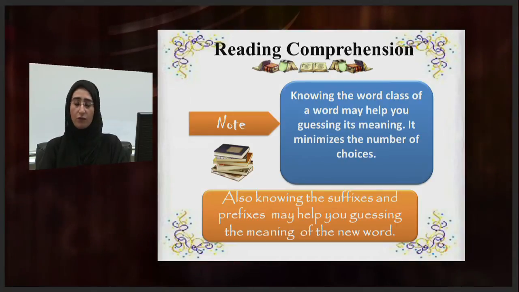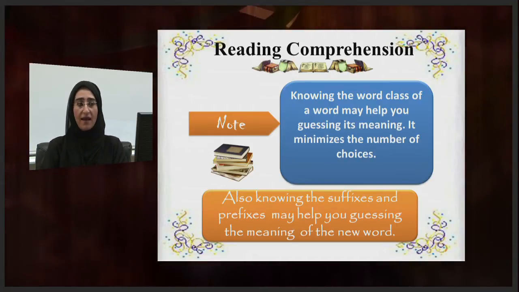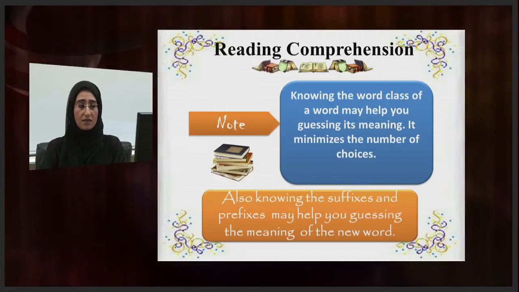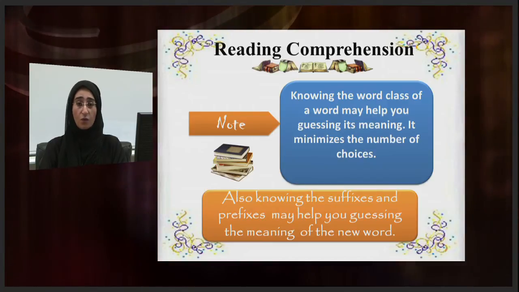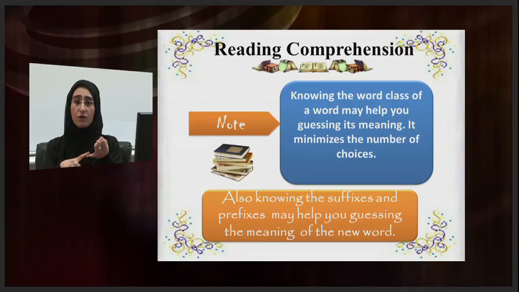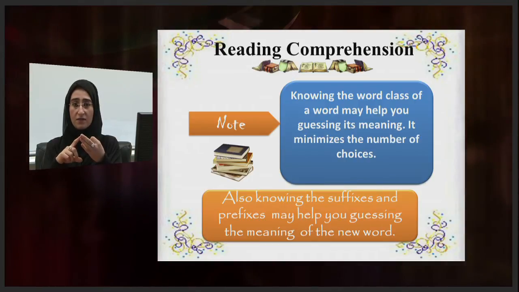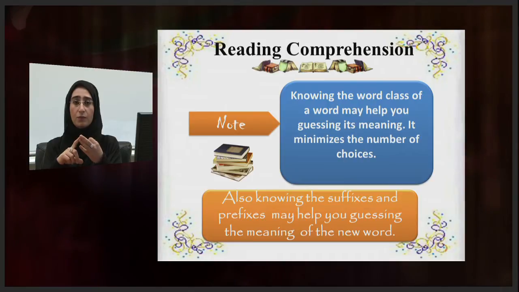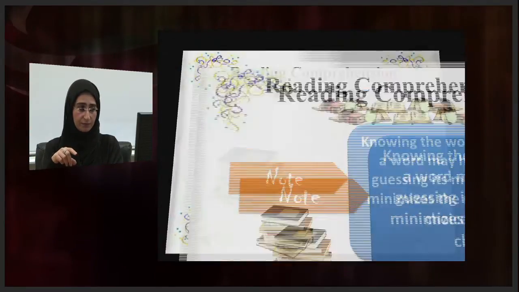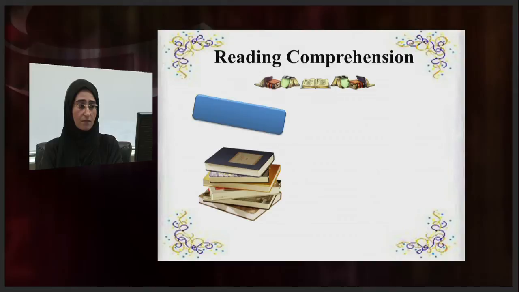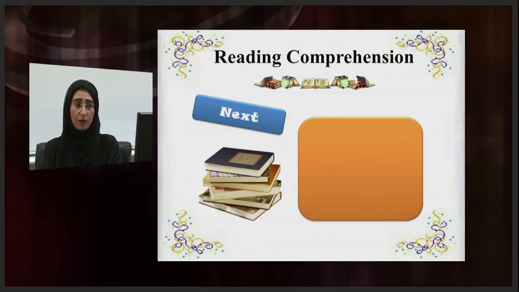Unhappy. So if you know the suffixes, the prefixes, and the word class, this will help you minimize the number of choices while you are answering. So we need to know first to go through context, then you have to know the word class of the word. Also, if there are some suffixes and prefixes. Now, let's practice.